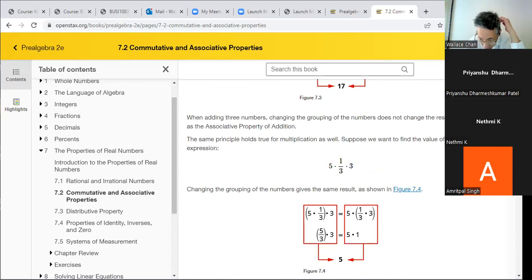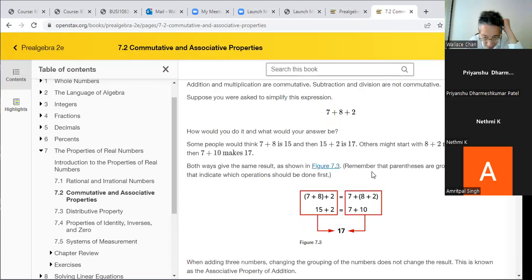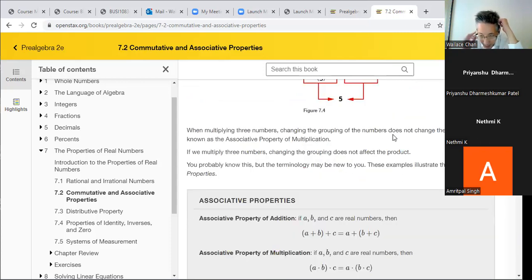So let me see. Now let's take a look at this. Now this is another property. It's called associative property. Now let's take a look. When you try to add something or multiply something, usually the parentheses, the bracket, are grouping symbols that indicate which operation should be done first. However, when you add numbers, changing the grouping of the numbers does not change the result. Also, when you multiply numbers, changing the grouping of the numbers does not change the result.